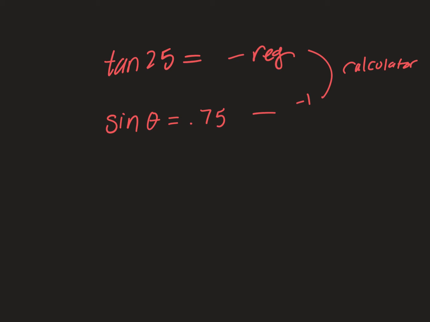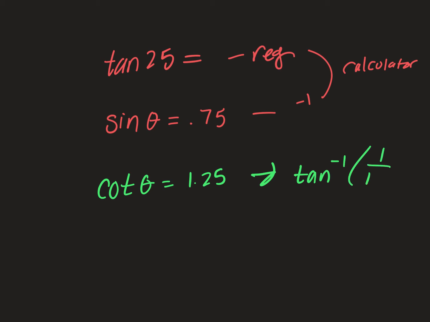And then what if it was cotangent? All right. So if it was cotangent theta equals, I'm making up a number, so I don't know if it'll actually work in the calculator. Let's do 1.25. So for that one, you would do tan -1 of 1 over 1.25. And it's the same for all the reciprocal functions. So if it was secant, you would use cosine -1 of 1 over 1.2.